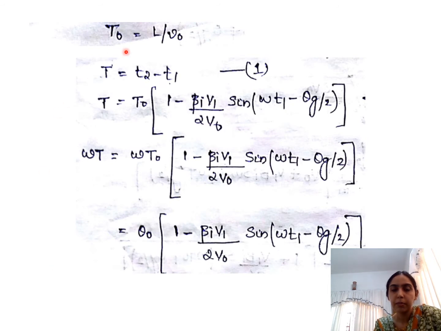So I am going to replace the previous equation of L by V0 with time period T0, and I have used the assumption, that is 1 plus x the whole raised to minus 1 is 1 minus x. So I have rewritten this expression, T is equal to T0 into 1 minus beta i V1 by 2 V0 sin omega T1 minus theta g by 2. Now multiplying this whole equation with omega, I get the expression as such. Now omega T0, we know that it is theta 0.